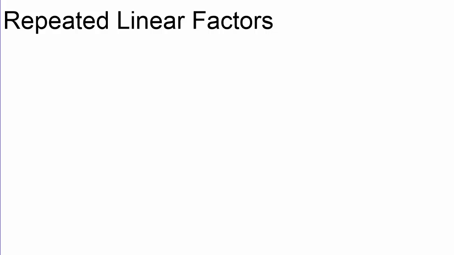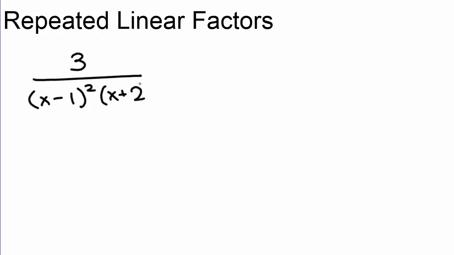Let's talk about repeated linear factors. So far we've looked at partial fraction decompositions of rational expressions where each linear factor only occurred once. What if instead we were looking at something like 3 over (x minus 1) squared times (x plus 2)? What would be the form of the partial fraction decomposition for this?